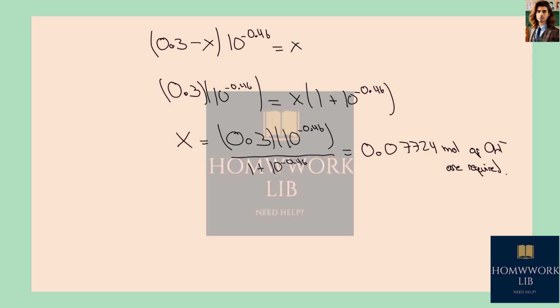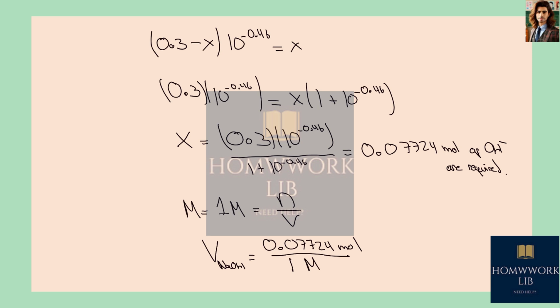And now the only thing that we have left is, we know the concentration for my acetic acid. This is a 1 molar concentration. And remember, again, this is equal to amount of mole divided by volume. In this case, we want the volume. So the volume of NaOH that we need to add is equal to the amount of mole that we require, in this case 0.07724 mole, divided by my concentration, that is 1 molar or 1 mole per liter.